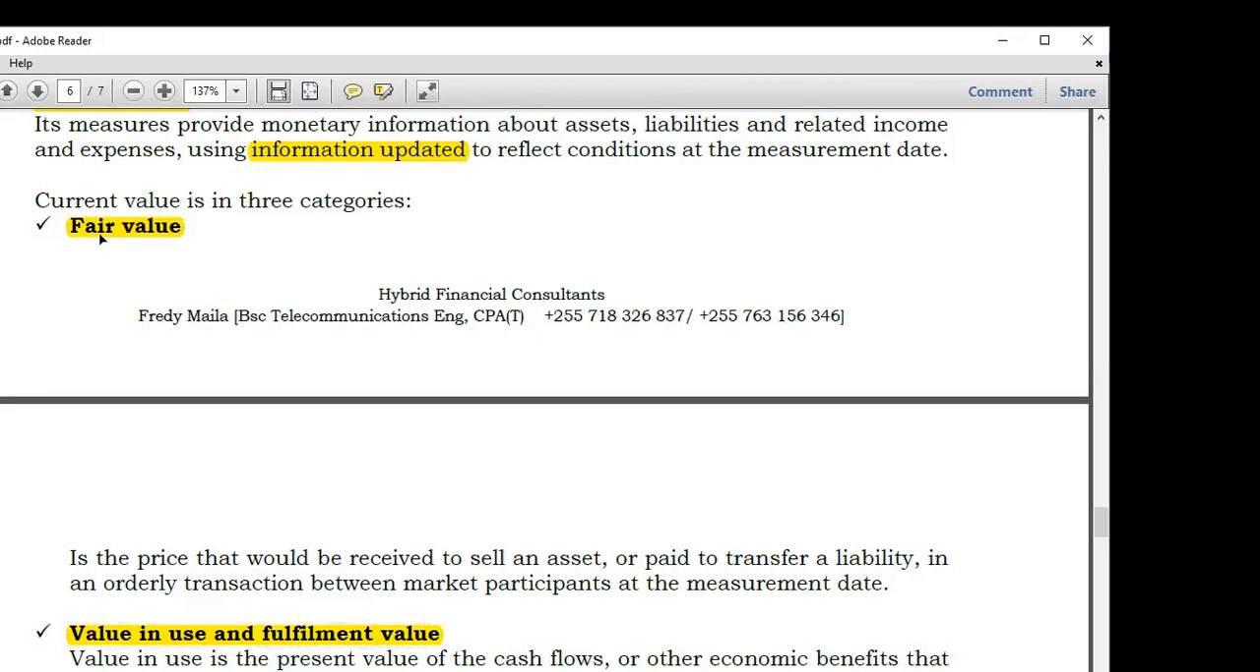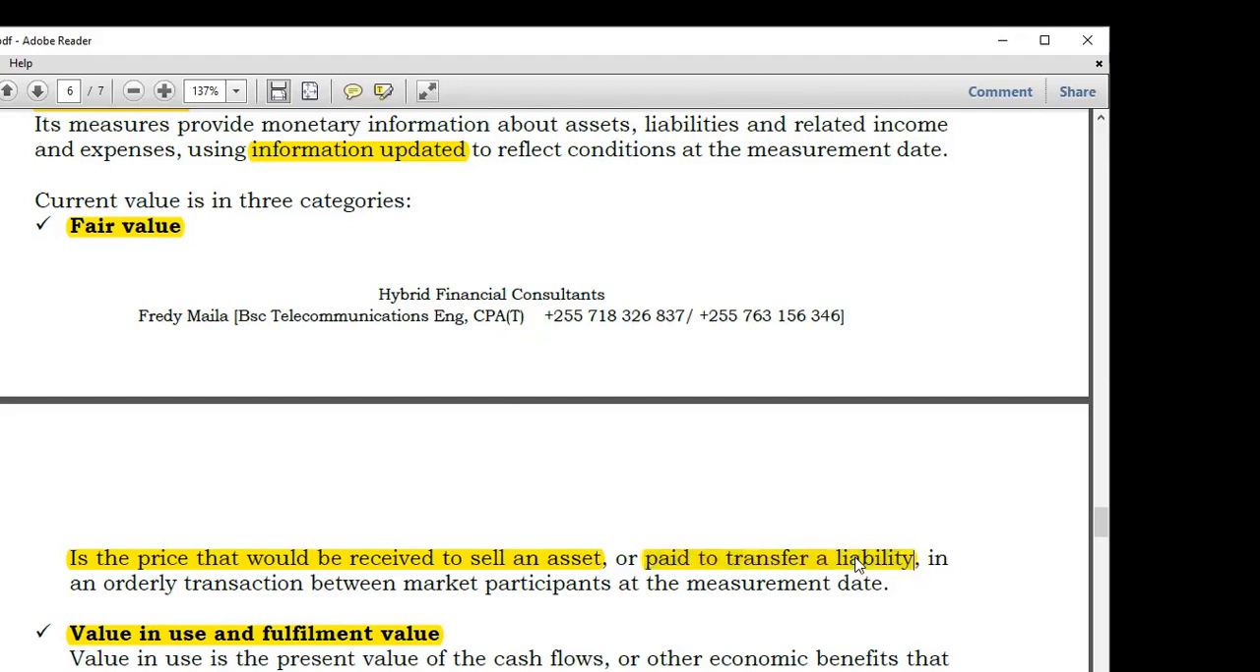When speaking of fair value, that means you need to sell something. You have it already, you need to sell it. So that's why we say it is the price that would be received to sell an asset, right? You already have an asset and you are selling it, so that's the fair value. But this definition here combines assets and liabilities in one definition. That's why we say, or paid to transfer a liability.